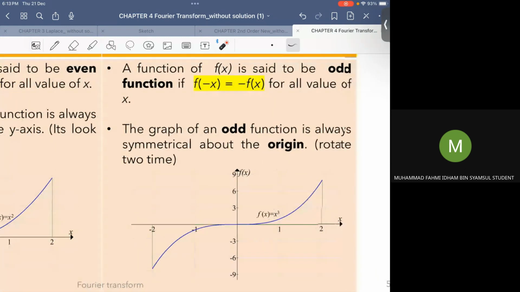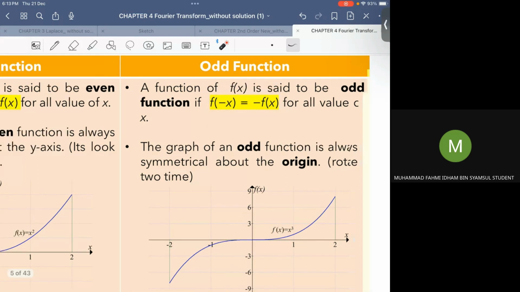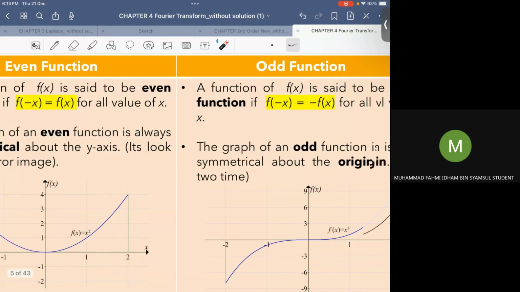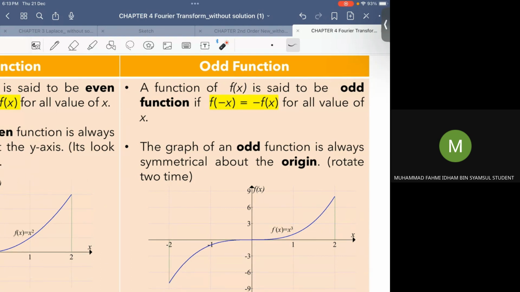For an odd function, when we substitute x with negative x, we observe now that the function is equal to negative f(x). So it is quite different from an even function. For an even function, when you substitute negative x, you get the positive. Now, for an odd function, you substitute x with negative x, and you get negative f(x). So now, the positive value of f(x) became the negative value of f(x). The graph of an odd function is always symmetrical about the origin.